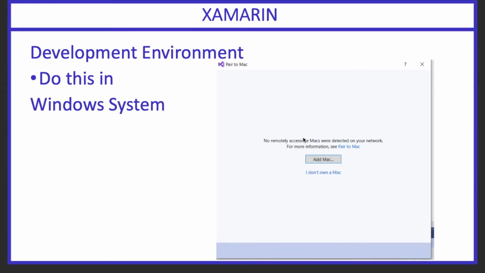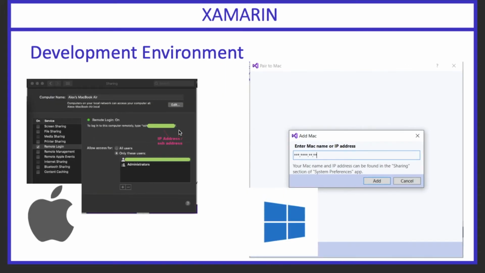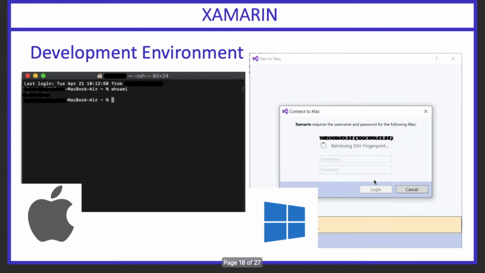Once you are adding the Mac system, it will ask for the Mac name or the IP address. This we have already noted down. So this IP address or SSH address you have to type here and press add, and then it will ask for the username and password. In the Mac system you have already noted down this name. That name you have to type here, and you have to type the password with respect to the username.